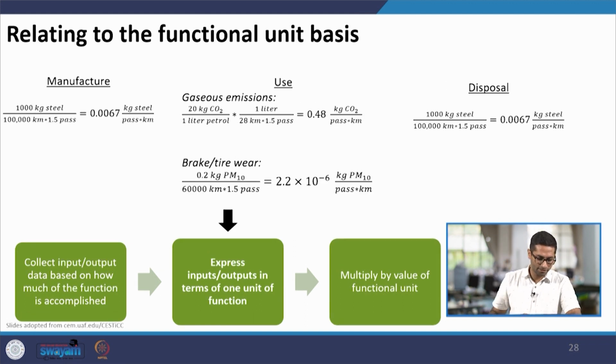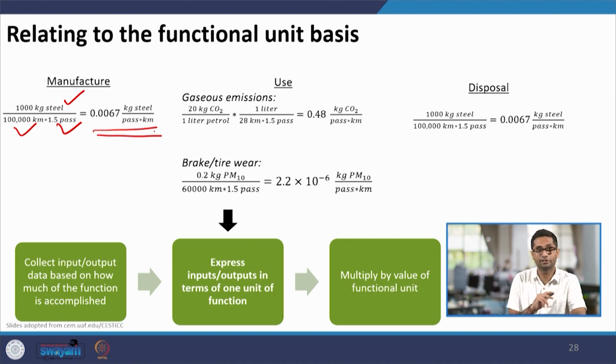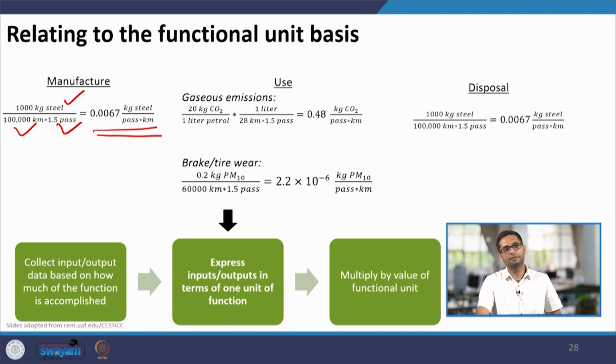So in the manufacturing phase, I would have 1000 kgs of steel, and I would be using this 1000 kgs of steel over the lifespan of a vehicle which is basically traveling 1 lakh kilometers with 1.5 passengers on average. So I divide this 1000 by 1 lakh and 1.5. This gives me the kgs of steel per passenger kilometer. So this is the relative amount of steel that would go for 1 passenger kilometer.